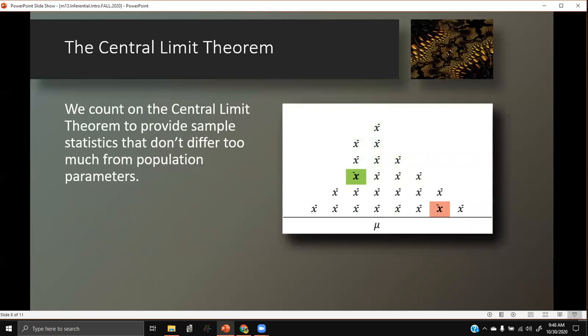Here's the issue. I have just a single sample, and I really count on the central limit theorem to give me a high probability of getting a sample that is close and a low probability of getting one that is far from the true mean.